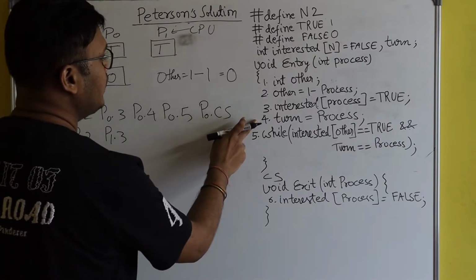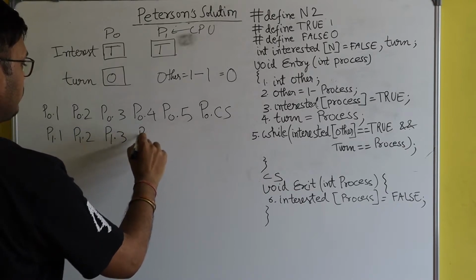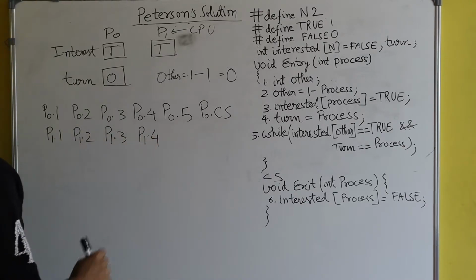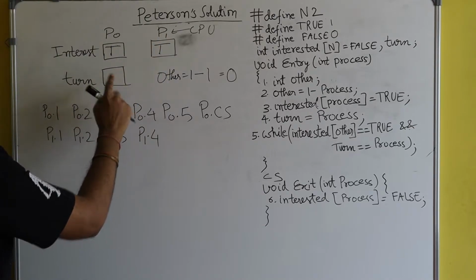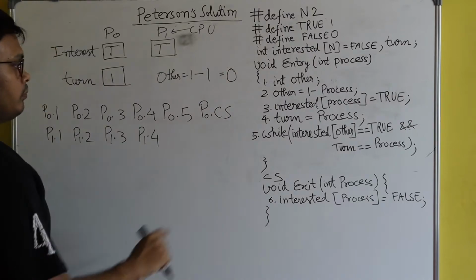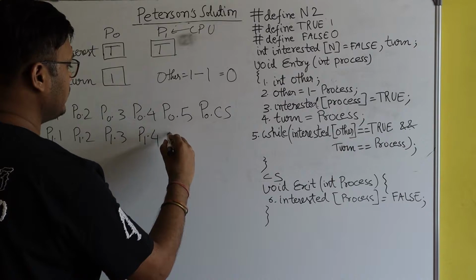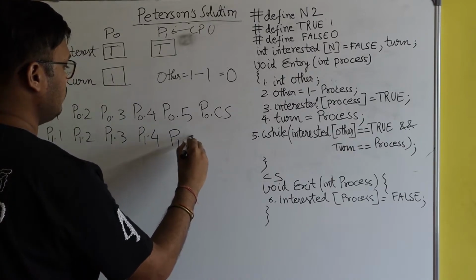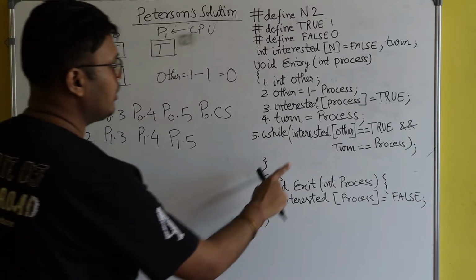Okay. So in line number 4, turn is equal to process. So now P1 will execute line number 4. Turn is equal to process. So here turn will become 1 because process is P1. So let's see whether P1 can enter inside the critical section or not. So P1 will execute this while loop.